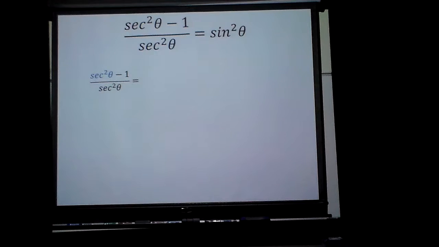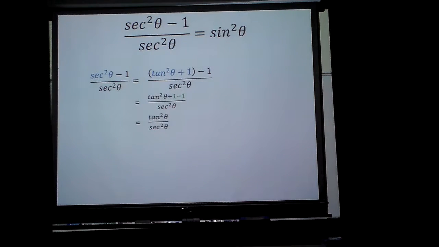First off, I see that secant squared, and I'm going to rewrite that. I see a Pythagorean identity. I'm going to rewrite it as tangent squared plus 1. Right? See that? And what's going to happen to the 1's? They're going to cancel. Now I have tangent squared over secant squared.